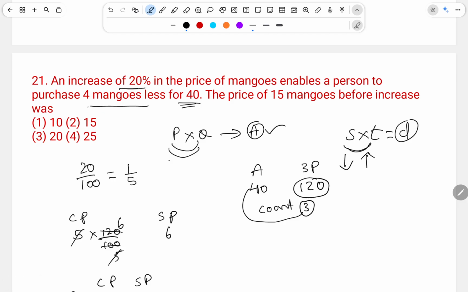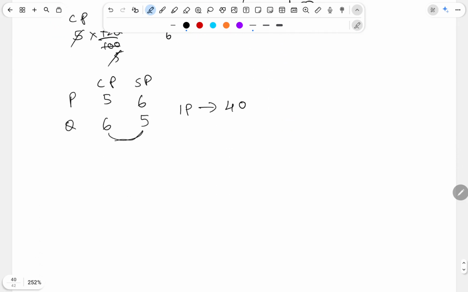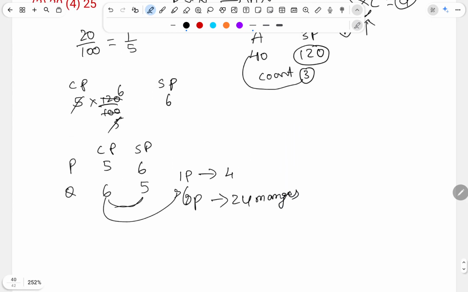40 or 4. A person purchases 4 mangoes less. Sorry, one part is 4 mangoes less. Then 6 parts will be 24 mangoes. Okay, 24 mangoes.